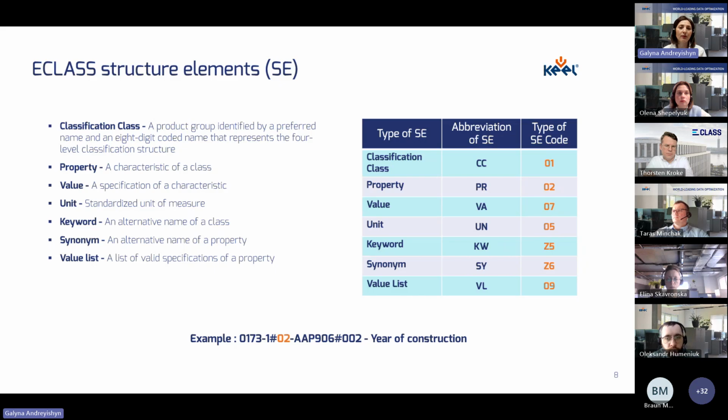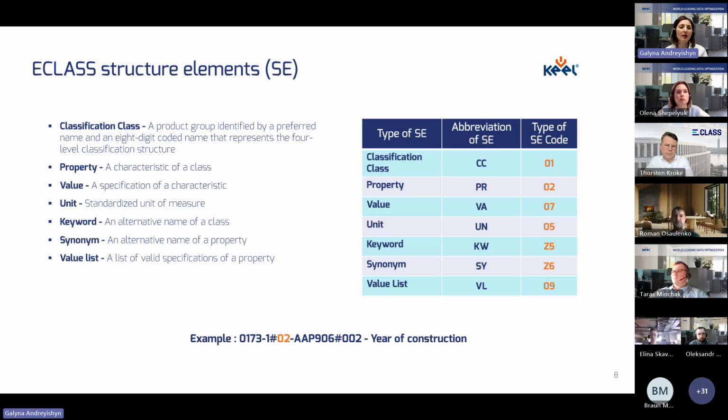So, as we mentioned before, ECLASS is built from clearly defined structure, and now we have structure elements. At the core, we have classification classes, which represent the product group of the first level. Each class contains properties which describe technical characteristics, and the remaining structure elements such as value list, unit of measure, keyword, and synonym support searchability and multilingual usability.